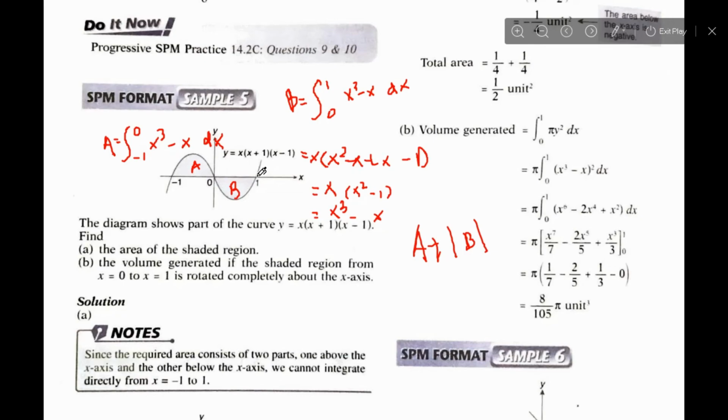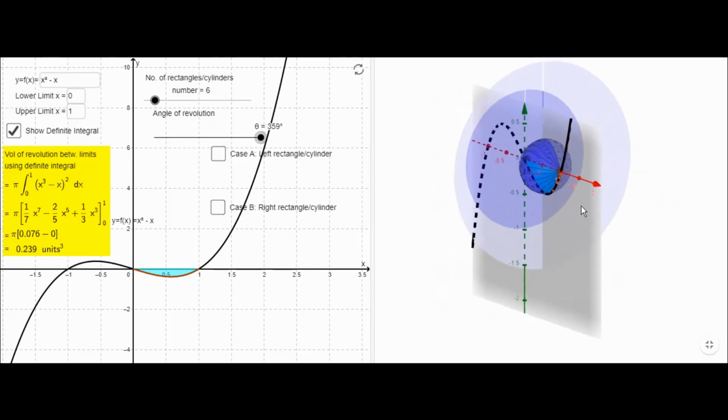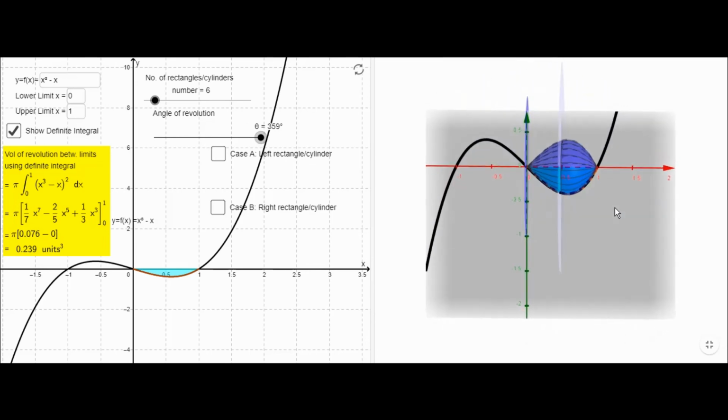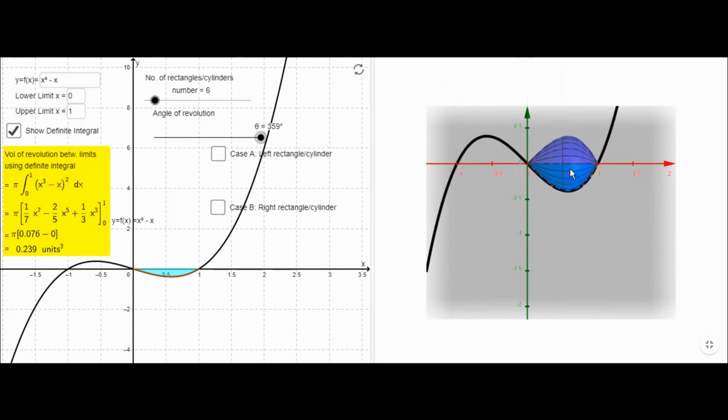Let's look at the 3D diagram. This is the curve y equals x cubed minus x from 0 to 1. This region, when I rotate it 360 degrees, I will have a volume that looks like this. To find this volume, we just use the formula pi integrate from 0 to 1 of x cubed minus x squared dx. You integrate this, then you will get the answer.